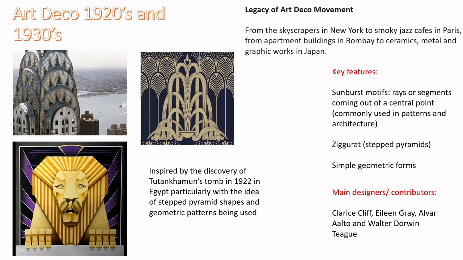Obviously the buildings are still there. Big skyscrapers, particularly in New York, are quite a big thing. There's some inspiration of that in London as well. If you watched movies like The Wolf of Wall Street, a lot of the buildings in them have got that sort of style as well. Same with Mad Men, I think it's on Netflix. Around that time, they have a lot of the Art Deco style as well. So, most famous designers and contributors are Clarice Cliff, Eileen Gray, Alvar Aalto, and Walter Dorwin Teague.